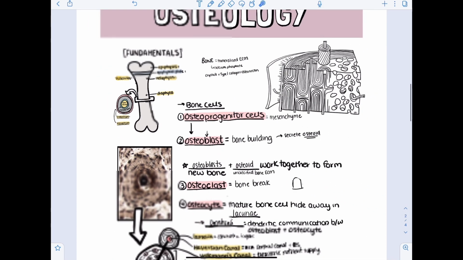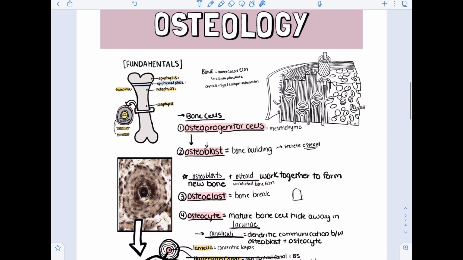So those are the fundamentals of bones. In our next video, we're going to be looking specifically at the bones of the axial skeleton and looking at specific markers and things that you need to be able to identify on the bones.